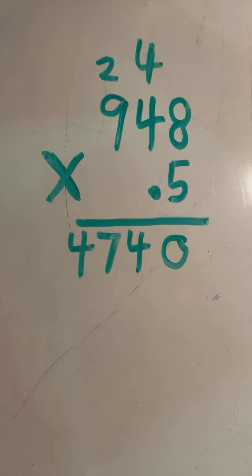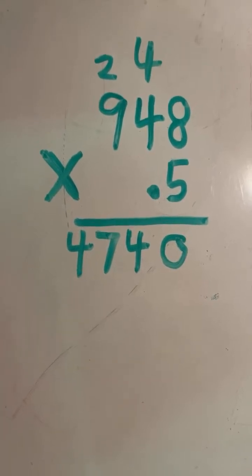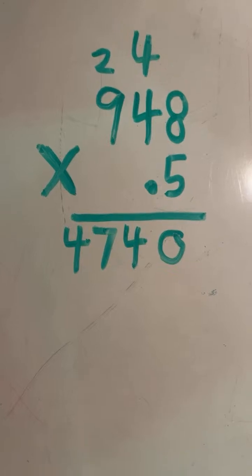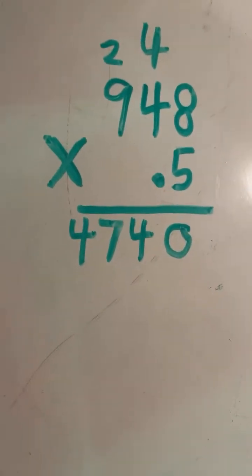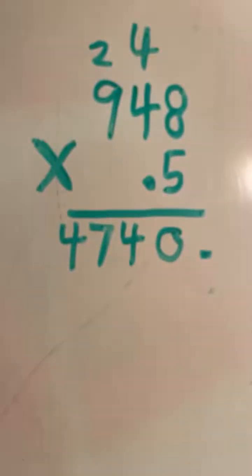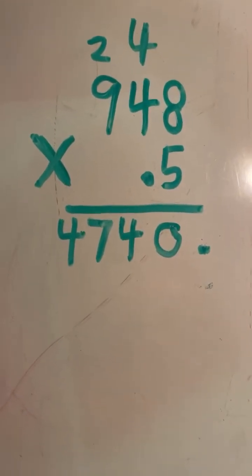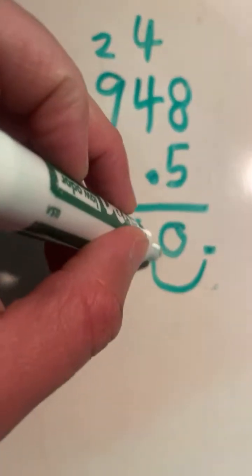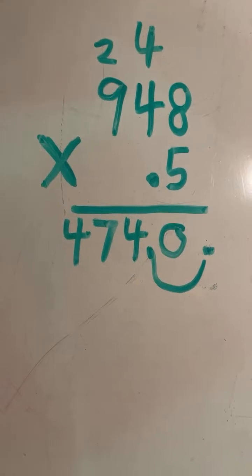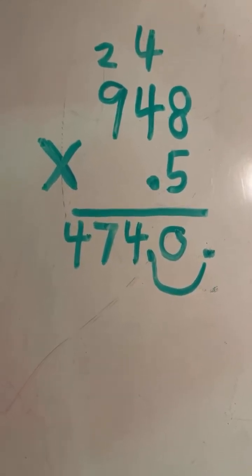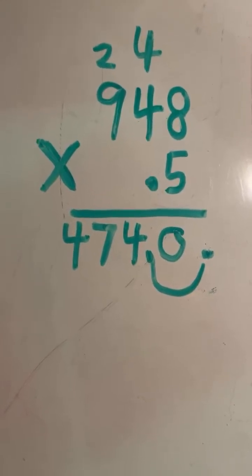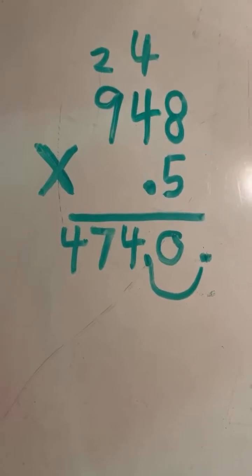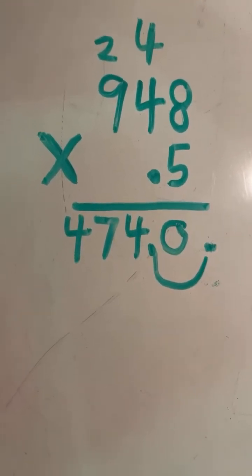Now, if we were just dealing with whole numbers, we would have our final answer. Our final answer would be 4,740 if all the numbers were whole numbers. But since we are multiplying this times a decimal, we have to move the decimal point over one place. So with whole numbers, the decimal point is always behind all the numbers. So if we move it over one place, the answer goes from 4,740 to 474 and 0 tenths. So 948 times 0.5 is equal to 474.